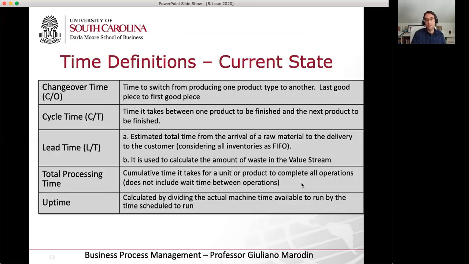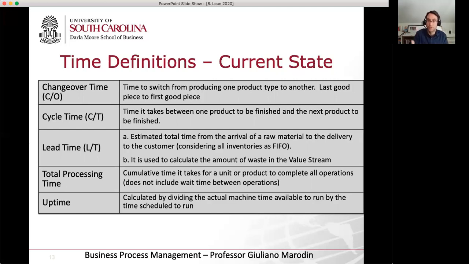Some definitions, some things that we're going to look at. One is C/O, which is change over time. We talked a little bit about it in the core operations management course. It is the time between one batch and the next batch, right? So you're producing a product, and between that product and the next one, which is different, you have to, for example, set the temperature of your oven differently. You have to take out the equipment and put another one.